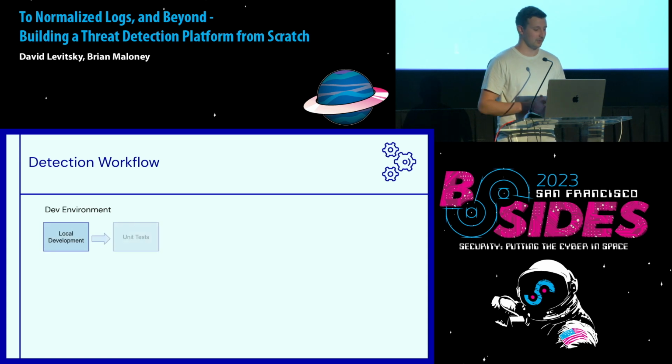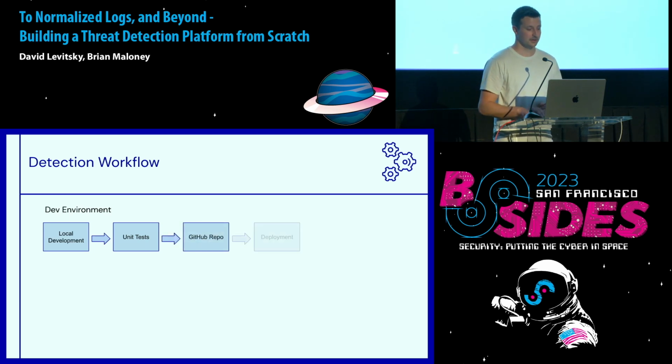So you do your local development and write some code. The next thing that happens is, as with a software service, you write some unit tests. Unit tests get committed to a GitHub repository. That kicks off a deployment. And once the deployment happens, we also have an additional step of continuous validation.